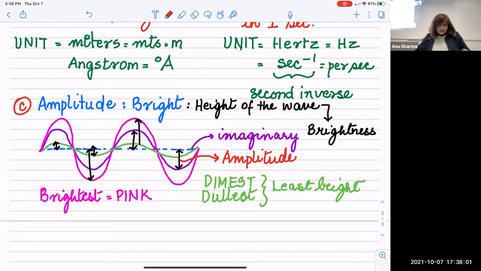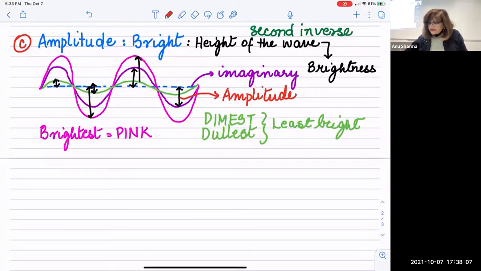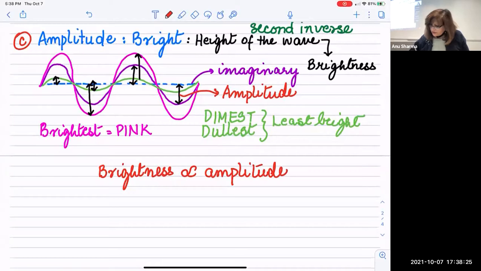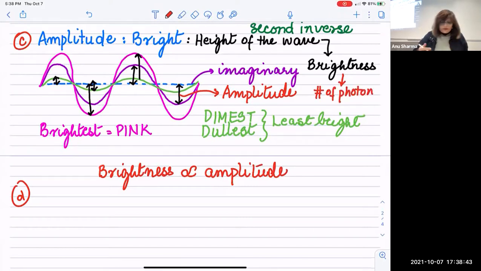Okay. All right. So in other words, the amplitude and the brightness are directly related. So there is a direct relationship between them, that the brightness is directly related to amplitude. The bigger the distance, the more bright the light is. Okay. And the shorter the distance, the less bright the light is going to be. Okay, next, let's look at another piece. And the brightness relates to the number of photons. So, obviously more photons are needed.